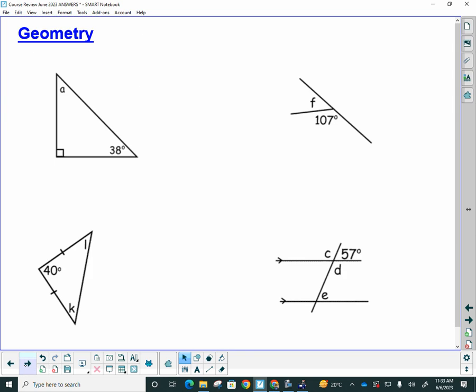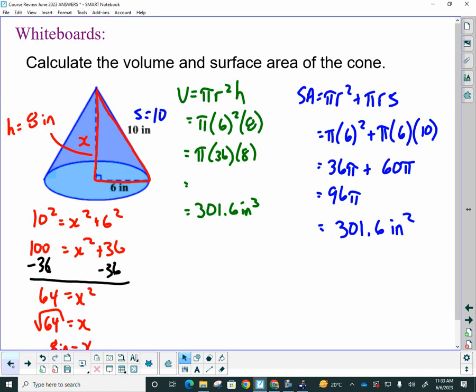All right. So that's it for the measurement stuff.